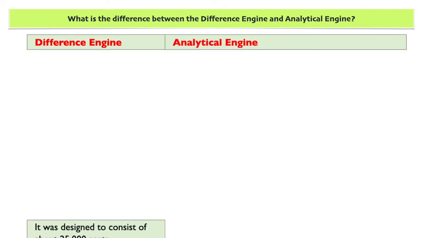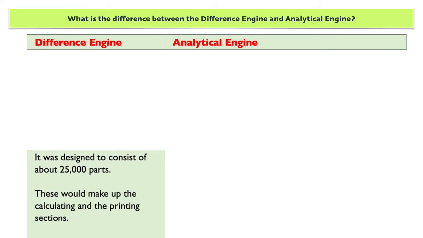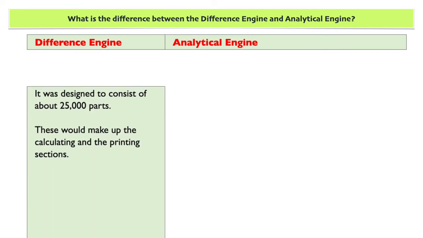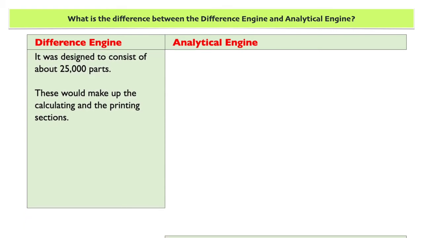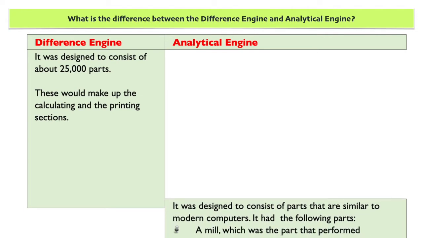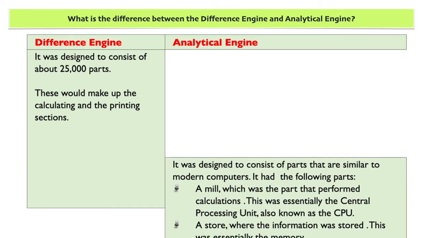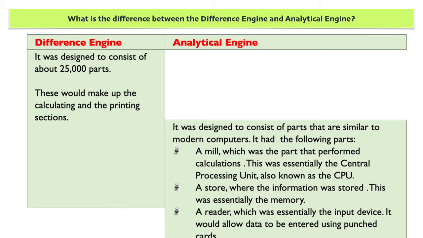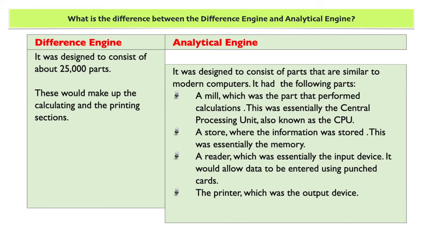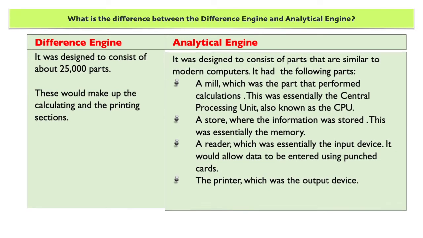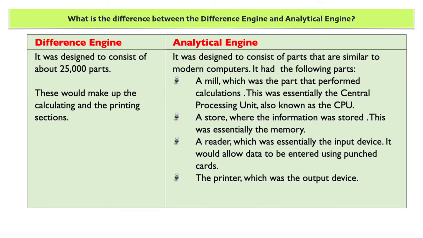The difference engine was designed to consist of about 25,000 parts. These would make up the calculating and the printing sections. The analytical engine was designed to consist of parts that are similar to modern computers. It had the following parts. 1. A mill. This was the part that performed calculations. The mill was essentially the central processing unit, also known as the CPU. 2. A store, where the information was stored. This was essentially the memory.